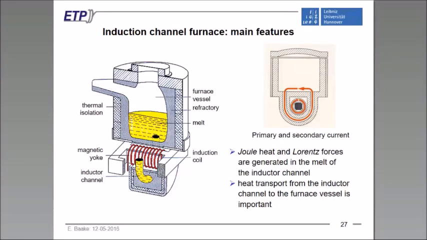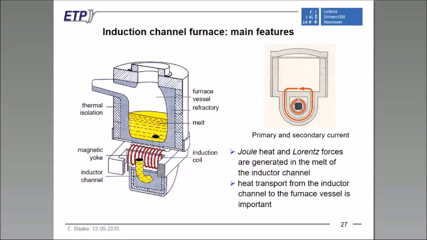The second device, or the second induction melting furnace which is used in industry, is the so-called induction channel furnace, where the construction is quite different from the induction crucible furnace. As I said, we have a furnace vessel which can be very huge and can fill up to more than 100 tons, for example, of melting for gray cast iron.